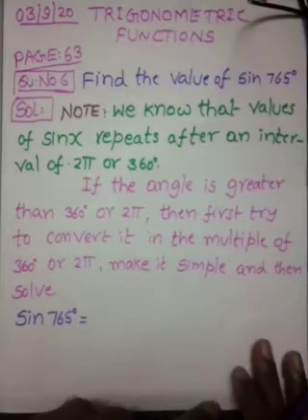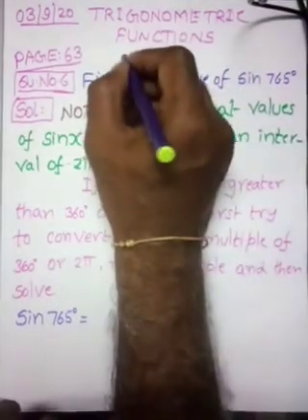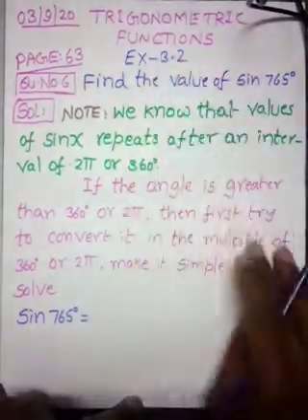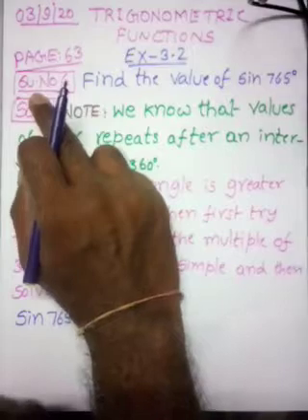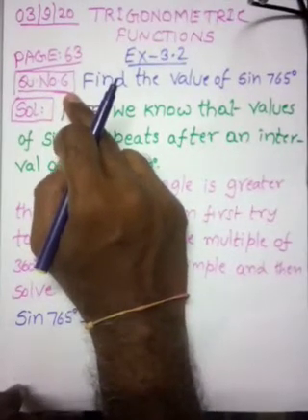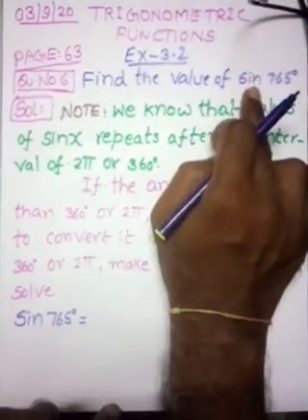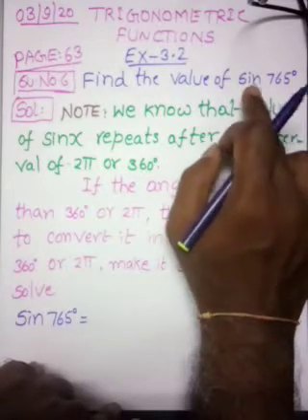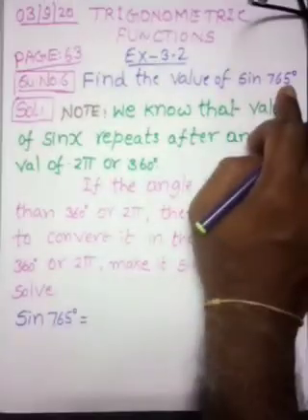Today, we are going to discuss trigonometric functions. Exercise 3.2, page number 63, question number 6. Okay, my dear children, are you ready to listen to the class? Right. See the question: find the value of sine 765 degrees. We have to find the sine 765 degrees value. Understood this question, my dear children?